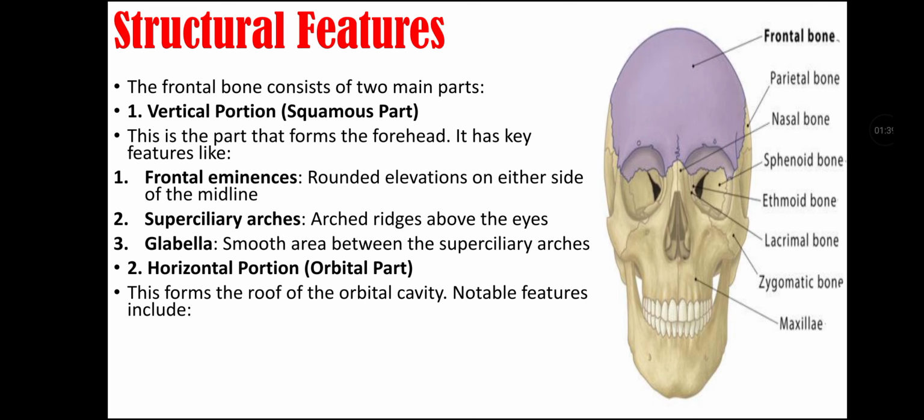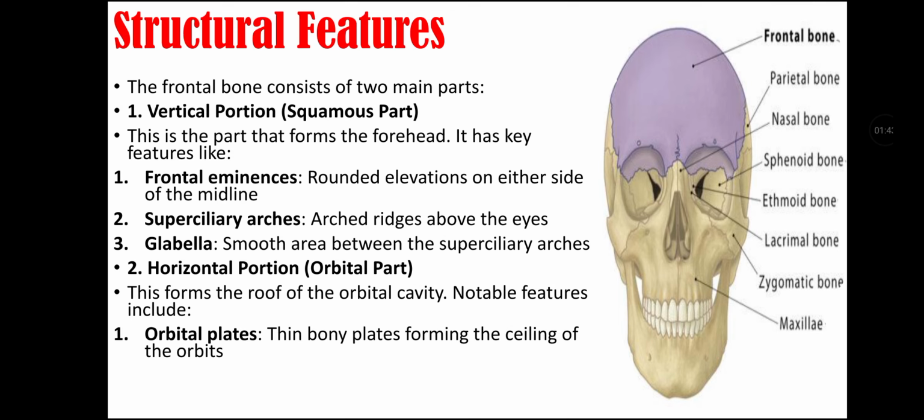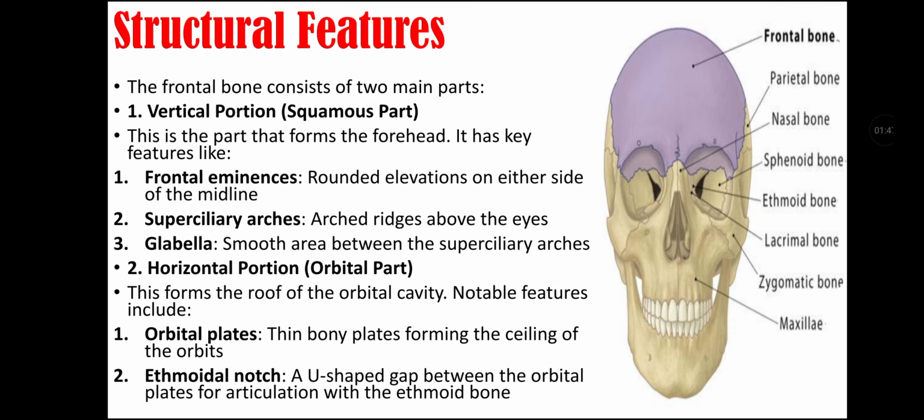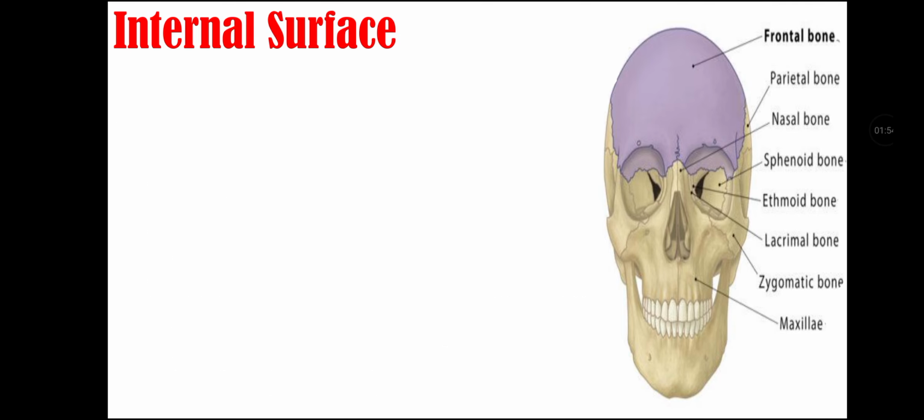This forms the roof of orbital cavity. Notable features include orbital plate, these are thin bony plates forming the ceiling of orbits, and ethmoidal notch, that is a U-shaped gap between the orbital plates for articulation with the ethmoid bone.